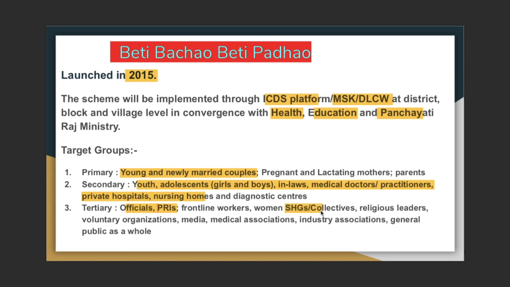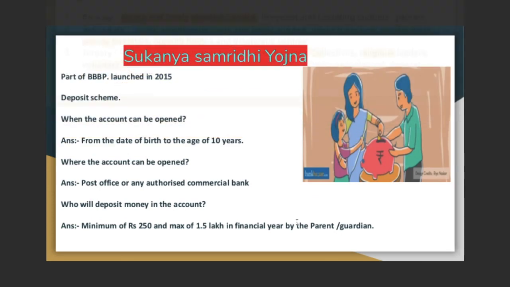SHGs. Basically, they will help in the implementation of Beti Bachao, Beti Padhao by changing the mindset, because the behavioral aspect is also a very important component of Beti Bachao, Beti Padhao. And for that, we need religious leaders, voluntary organizations, media, medical associations, all can be of great help to us. Understood? Now, the next is Sukanya Yojana.